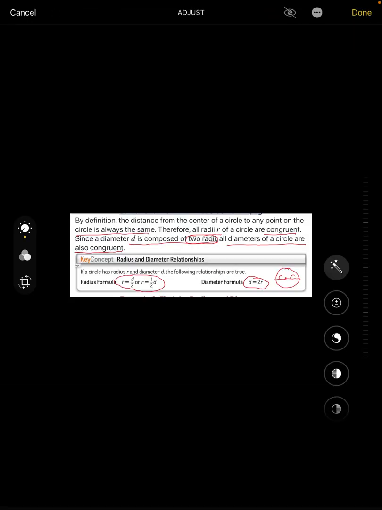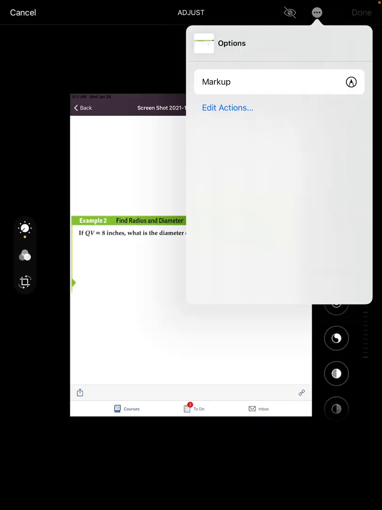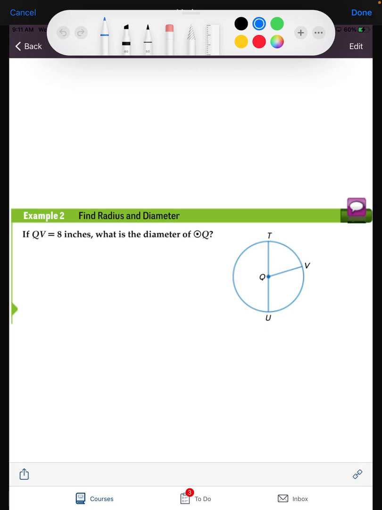So if QV is 8 inches, what is the diameter of Q? So QV goes from the center of the circle, Q, to a point on the circle, so that's our radius. So if our radius is 8, remember our diameter equals 2r, so we can substitute in 8 for our radius. Diameter equals 2 times 8, and 2 times 8 gives us 16. So 16 is going to be our diameter.